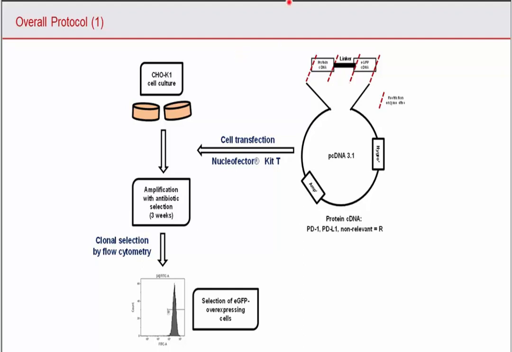So this is the overall protocol. We started by doing some molecular biology to attach a fluorescent dye. In our case, we picked the green fluorescent protein with a little linker between our two proteins of interest, which can allow for some flexibility. Then we transfected into our CHO-K1 cell line to express our protein of interest. As I've shown previously, a clonal selection by flow cytometry is performed to select cells overexpressing our GFP protein.